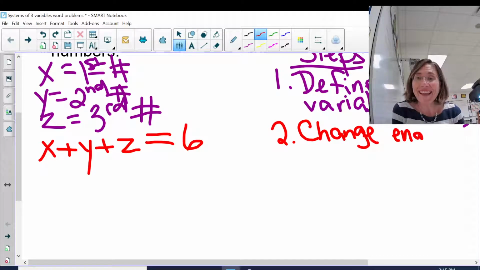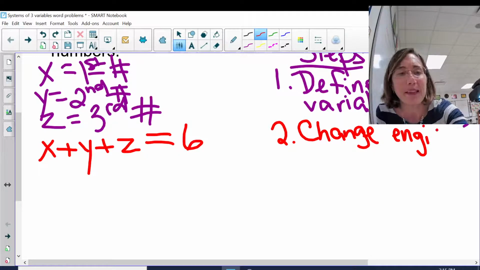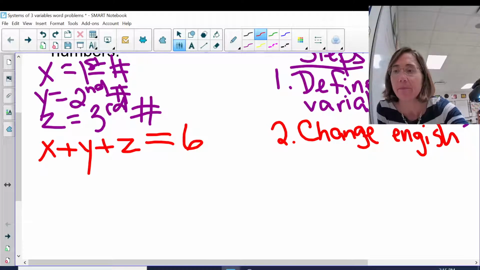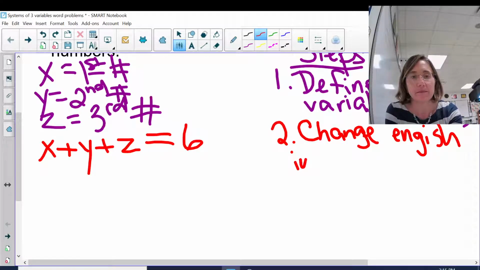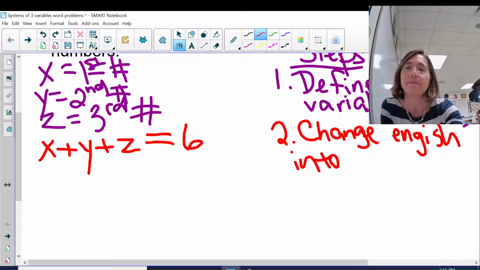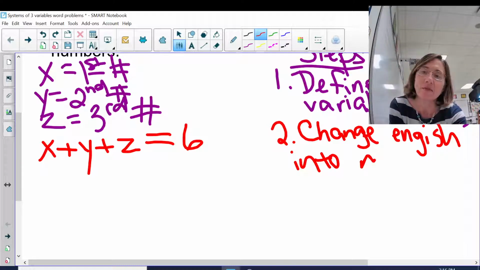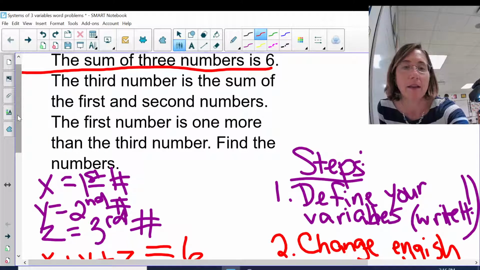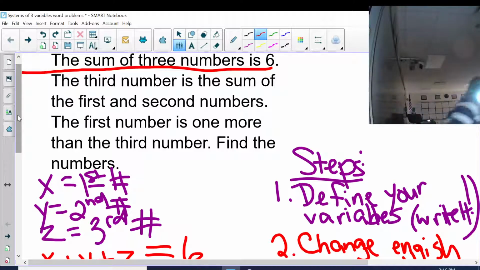It's really lagging. Oh, you probably can't see that. I wonder if my picture's in the way. Here, let me scroll a little bit. I can't scroll until it's done writing. There we go. Change English into math. So, oh my goodness.